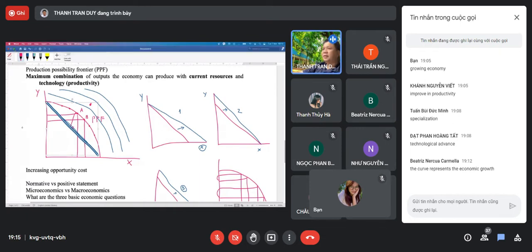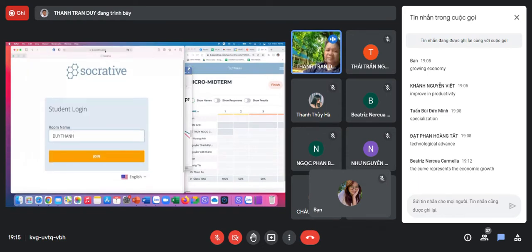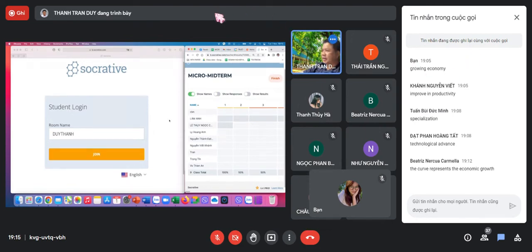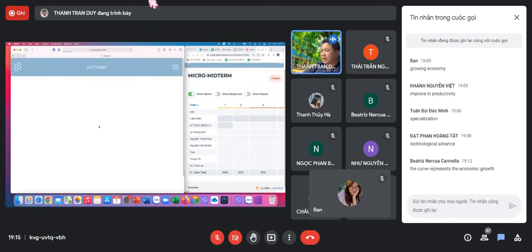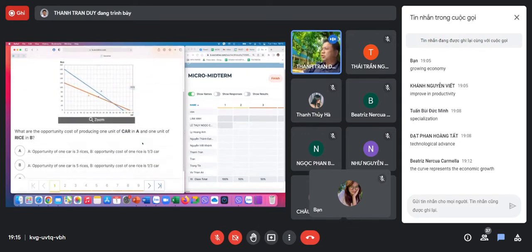Now, let's take something. Can you log in to socrative.com? And we start to do this one. I see some people come in. Log in to this one and try to come to Socrative. And then let's take the first question.